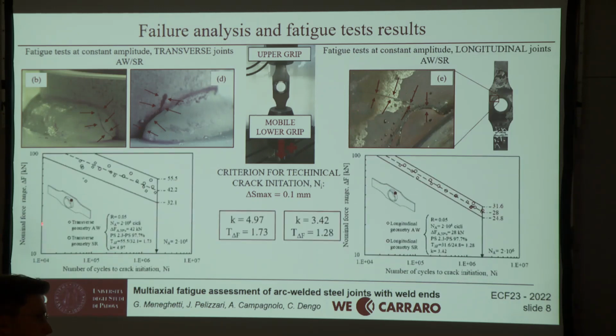The data expressed in terms of nominal load force range against number of cycles to crack initiation have been statistically analyzed to identify the inverse slope K and the scatter index. The inverse slope is near 5 for the transverse joints, and is equal to 3.42 for the longitudinal ones.